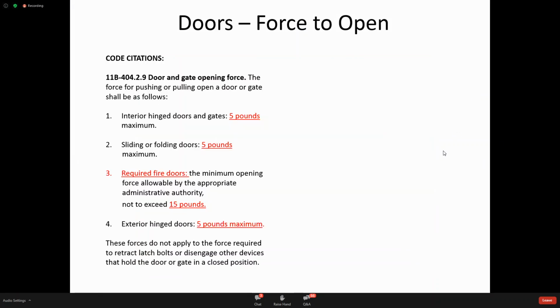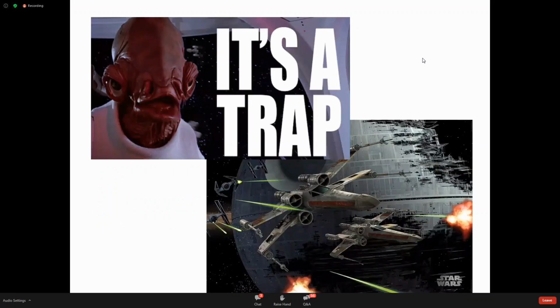First, the code citations. So you've probably been through this before many times. The code section we're dealing with is 404.2.9, the force required to open doors. 5 pounds for interior, 5 pounds for sliding or folding, 5 pounds for exterior doors, and you get a 15-pound exception for required fire doors. That's the one that we want to talk about. That is a trap. I don't know how many of you are Star Wars people. The minute I wrote on my slide, it's a trap, this came to mind for me: the Star Wars, it's a trap.